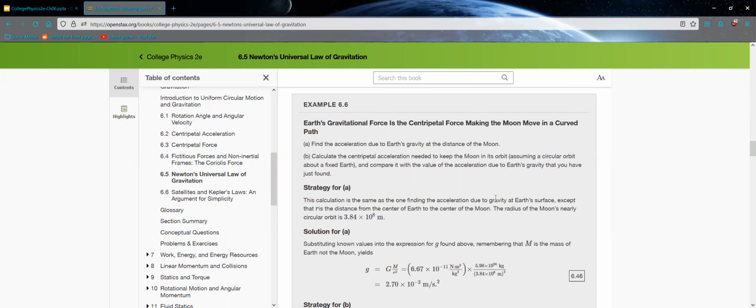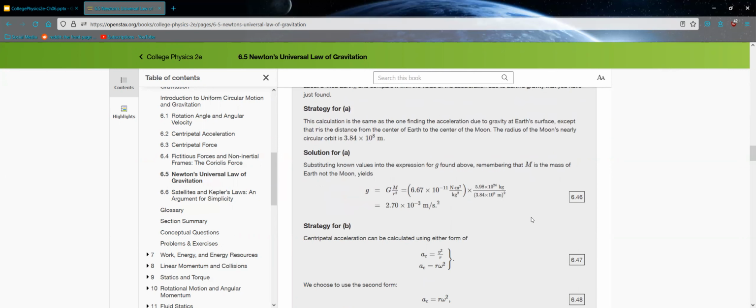And of course, you're going to need to know a couple things here. Big one, the moon's radius is 3.84 times 10 to the 8th meters. The moon's a long distance away. So what is the gravity felt? What gravity is pulling on the moon by the Earth?